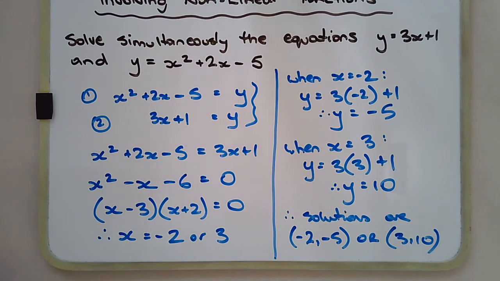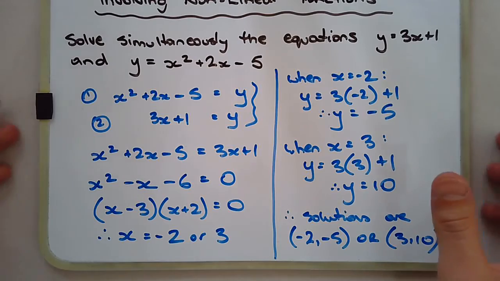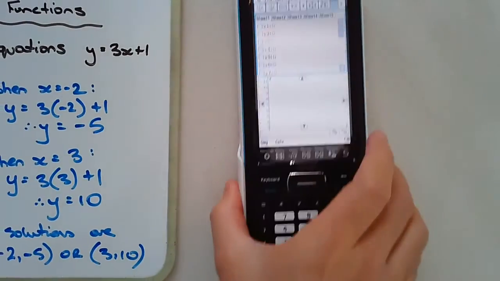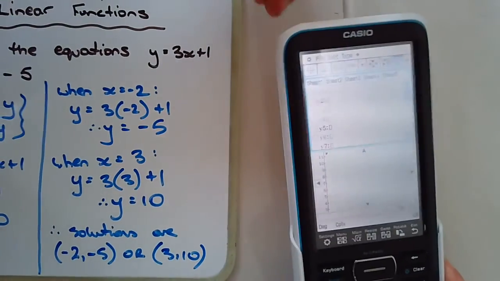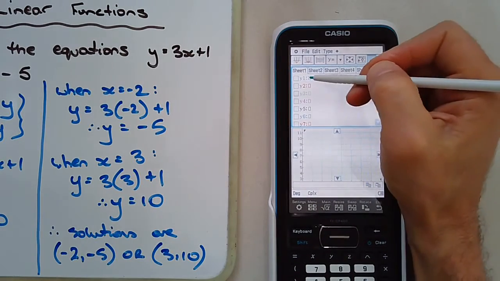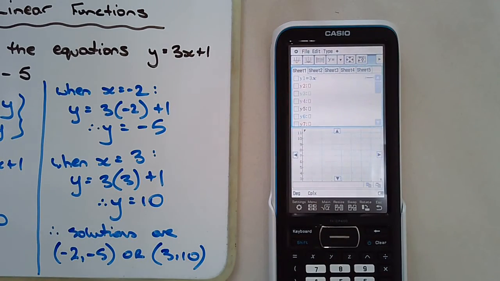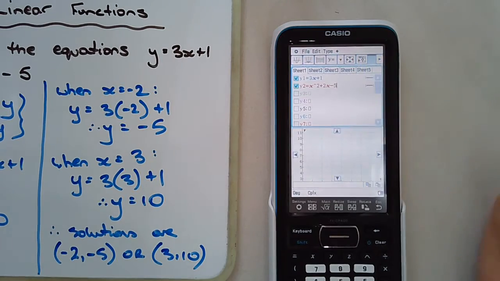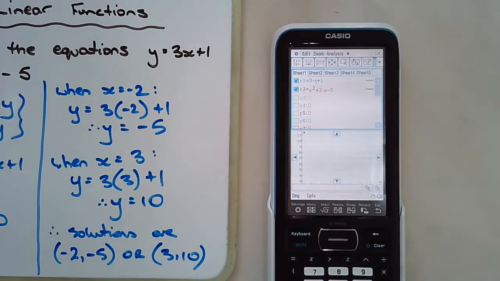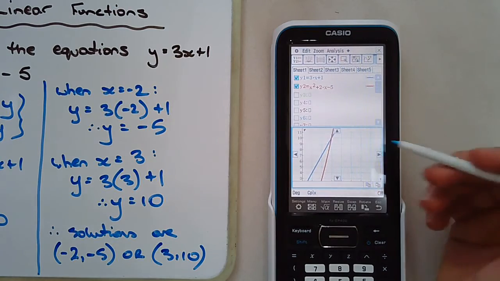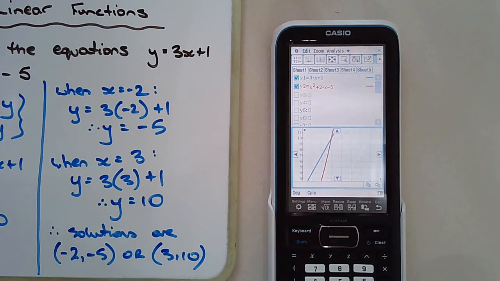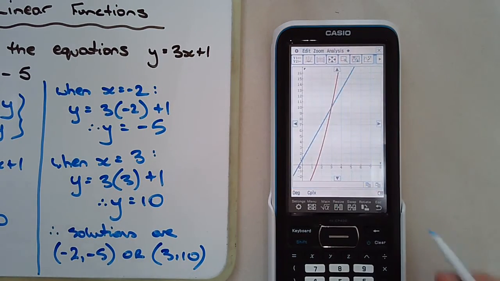Now let's have a look at this graphically. I think it's well worth seeing the graphical solution to this. So I'm just going to use the graphing calculator again, and I need the stylus for that one. What I'll do is type in the equations: 3x plus 1, and we also have the quadratic, x squared plus 2x minus 5. I'll tick both of those and graph those equations, and I'll just maximize the screen. Hopefully you can see that.